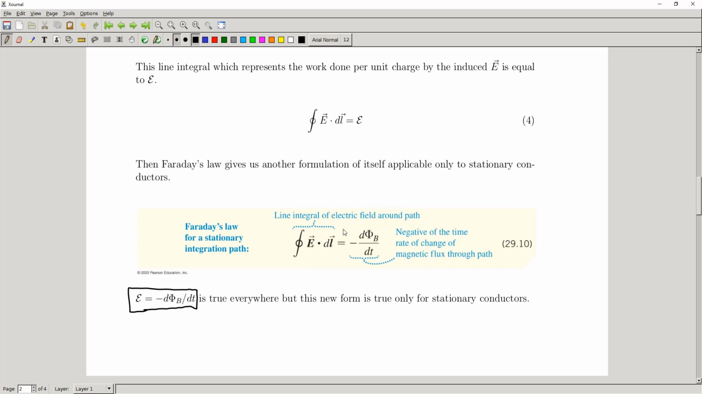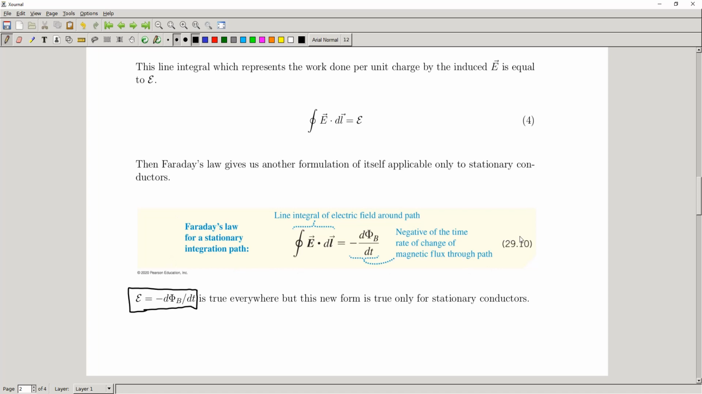So when we have a stationary conductor or a stationary integration path, the conductor is not necessarily required. But when we have this stationary integration path, we have this new expression. What is this expression telling us? It's telling us again that the line integral of the electric field around this closed loop, the closed loop integral of E dot dl, is equal to the negative of the time rate of change of our magnetic flux. That's our new version of Faraday's law for a stationary integration path.